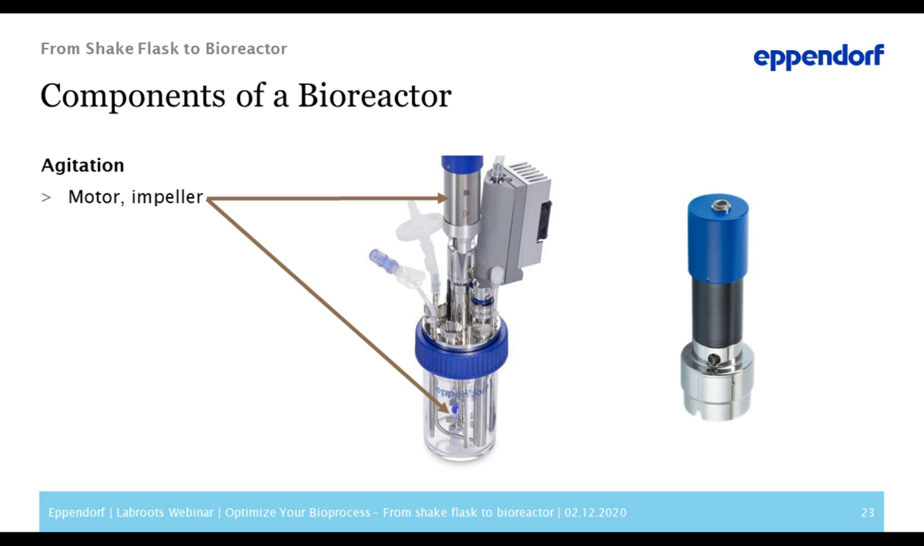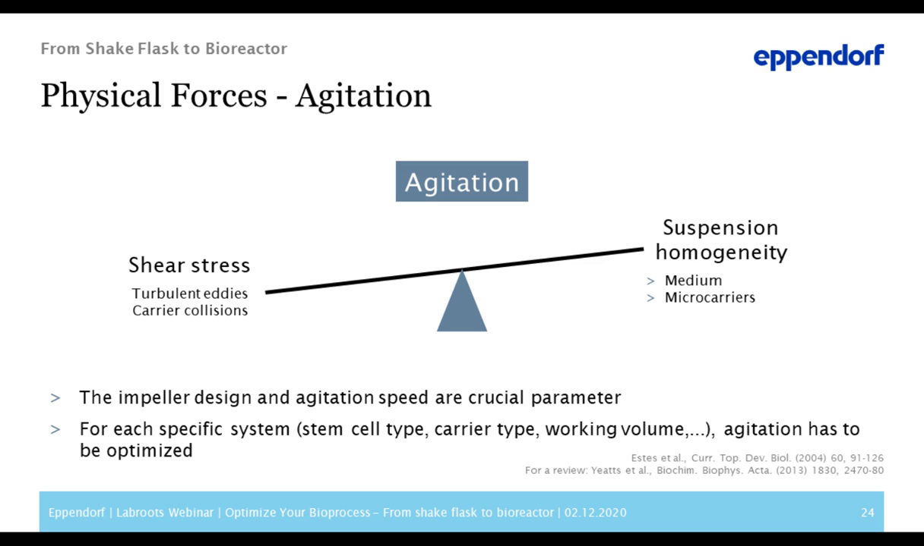I will now walk you step by step through the different parts of a bioreactor and explain what they are good for. Let's start with the most obvious one, the motor. The motor is essential to control the stirring speed, of course, of the impeller. And here already comes the first important parameter that can be precisely controlled and has a huge impact on the culture behavior: the agitation.